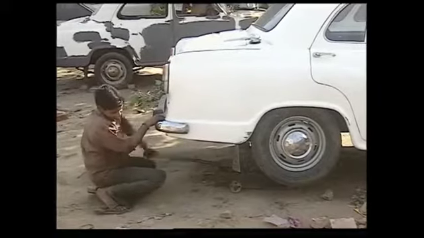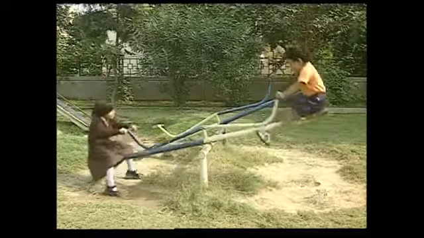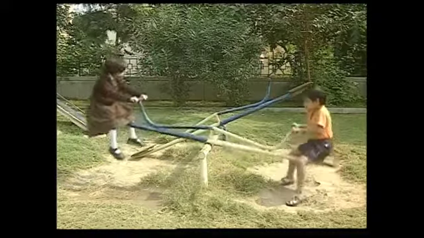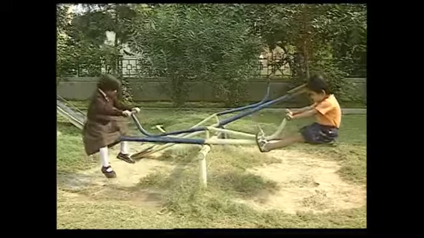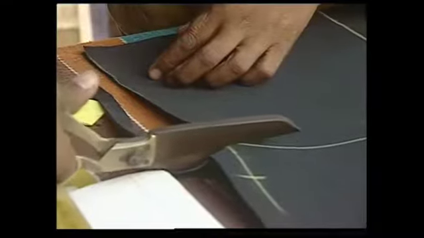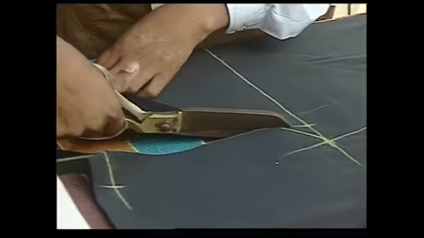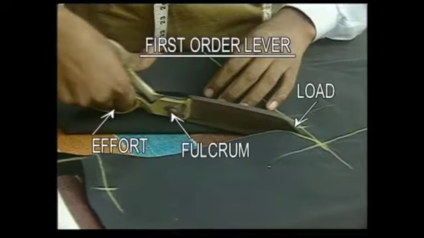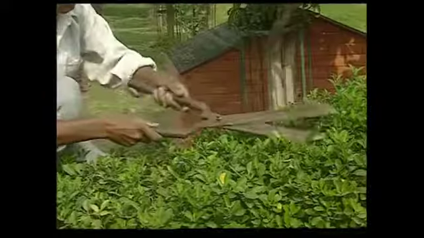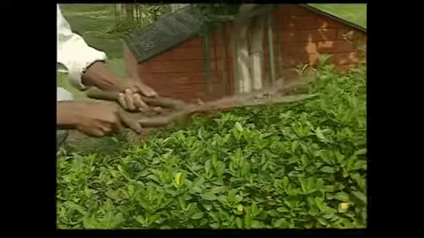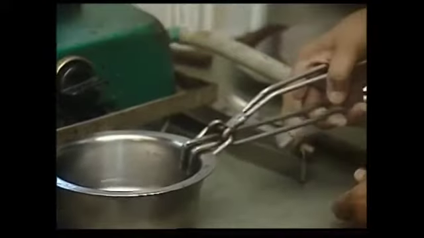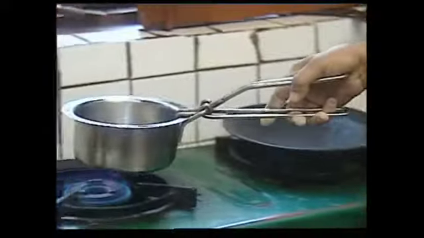Here are some more examples of levers. Notice that in all these cases, the fulcrum lies between the load and the effort. Levers in which the fulcrum lies between the load and effort are called first-order levers. Simple machines like scissors, pucker, and crowbar are levers of the first order.